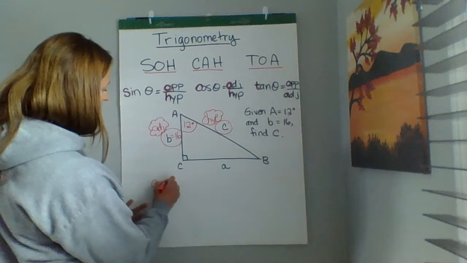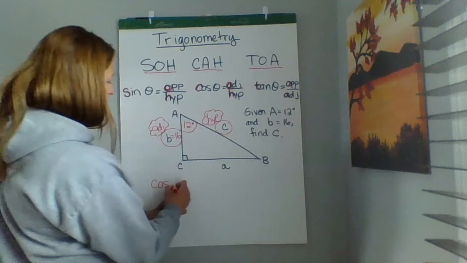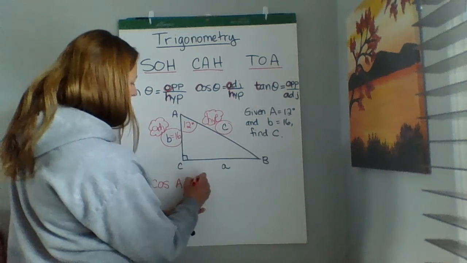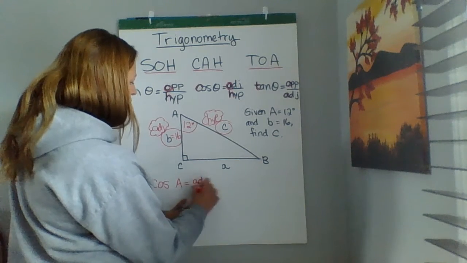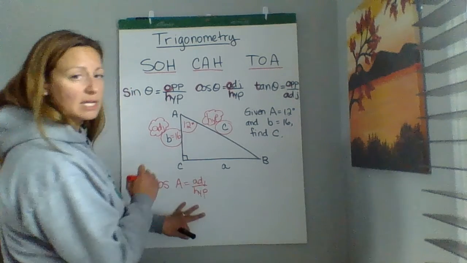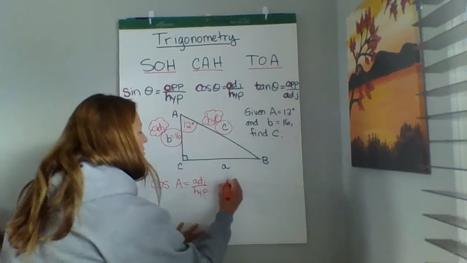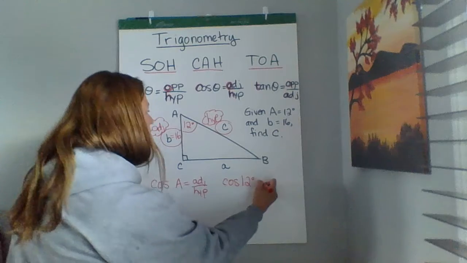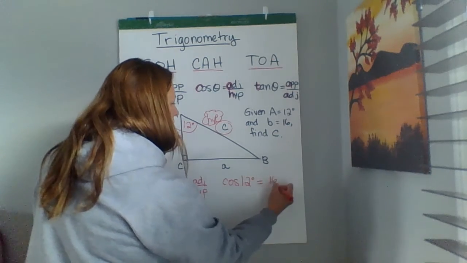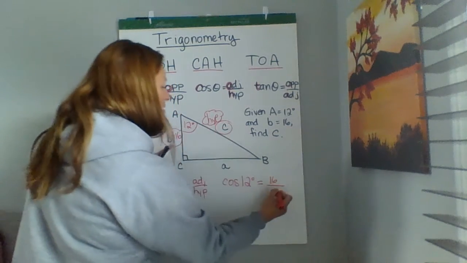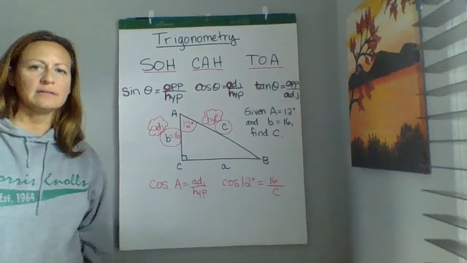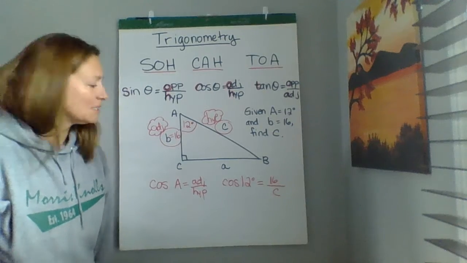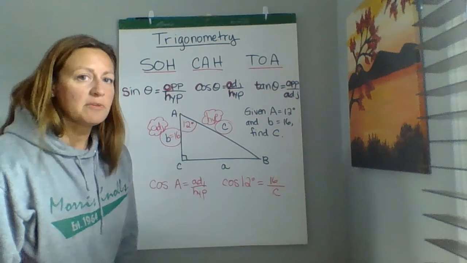So let's set it up. The cosine of the angle, I'll just write it out once like this. Cosine of A equals adjacent over hypotenuse. And then I'll actually plug in the numbers. The cosine of 12 degrees equals 16 over hypotenuse, C, that I'm trying to find. So here's my equation. Cosine of 12 equals 16 over C. C is in the bottom of the fraction.